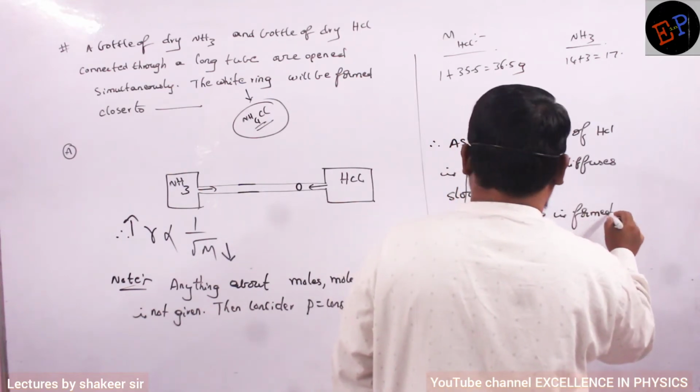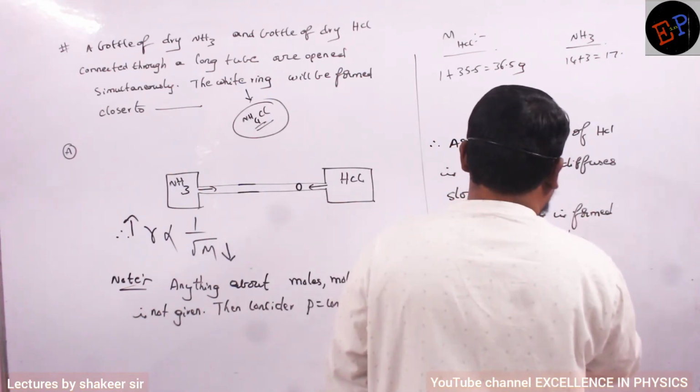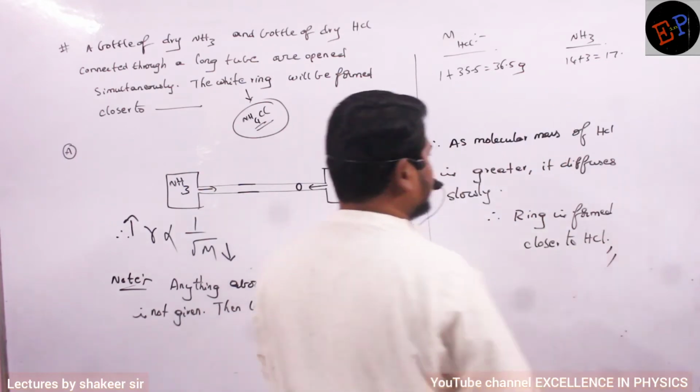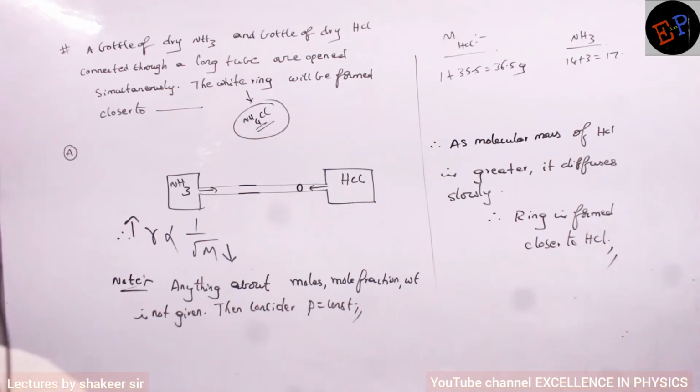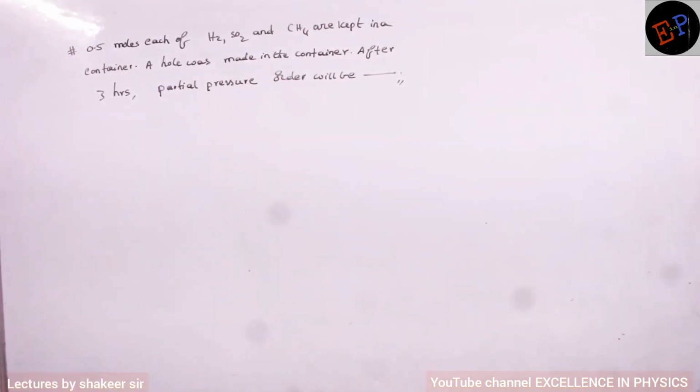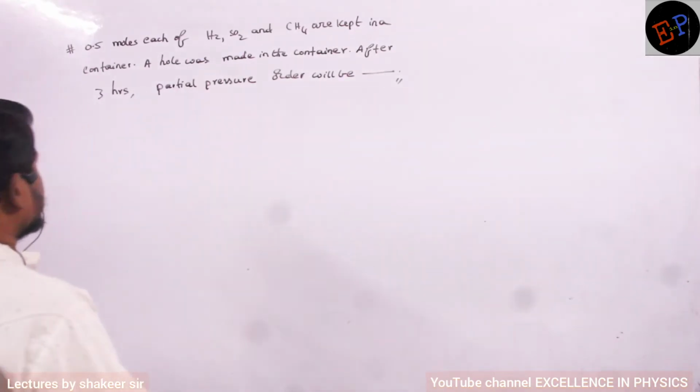A ring is formed closer to HCl. That is the condition. Clear? That's all. Okay, ma? So this is the next question.